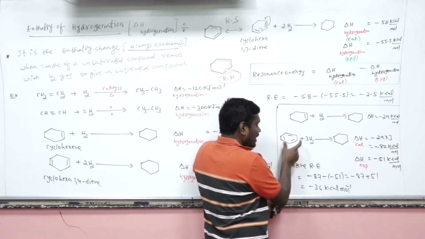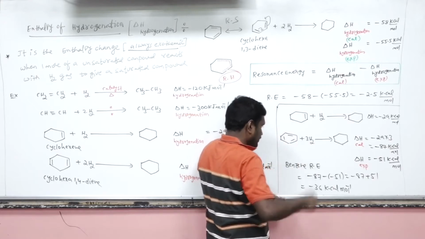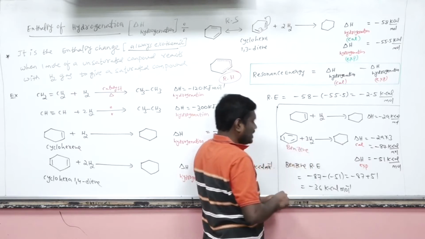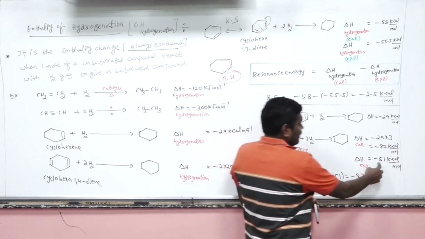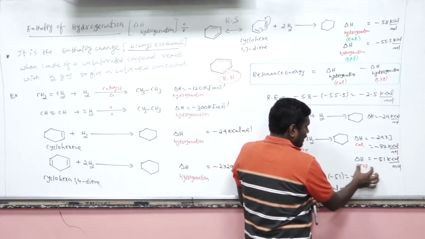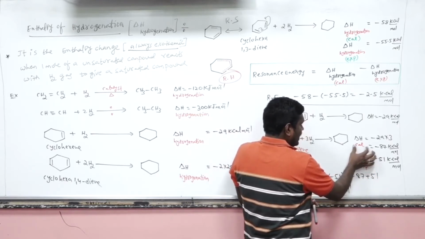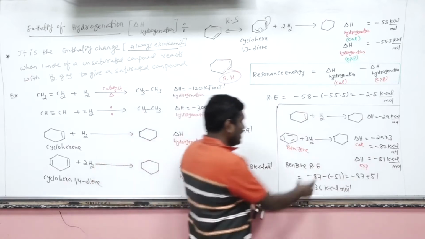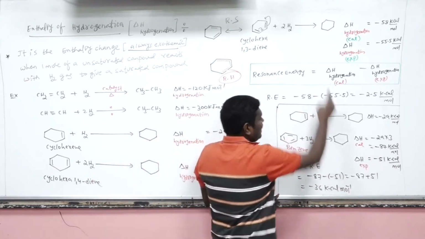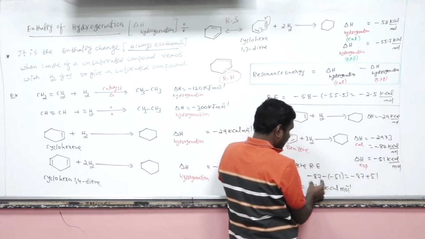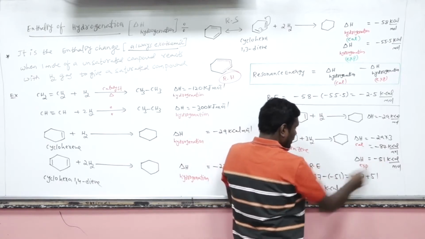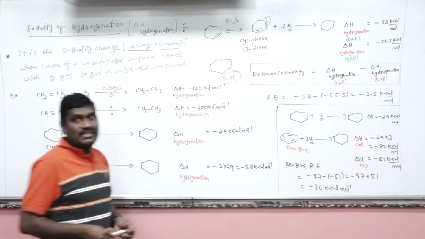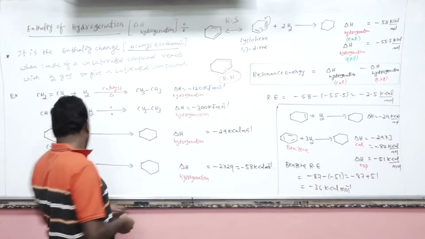Actually this is the resonating structure of benzene. The value minus 51 is experimental, practical data, but minus 87 is the calculated data regarding the bond enthalpies or enthalpy of hydrogenation. Now the benzene resonance energy will be the enthalpy of hydrogenation calculated, that is minus 87, minus the experimental data minus 51, that means minus 36. Minus 36 is the resonance enthalpy of benzene, the resonance energy of benzene.